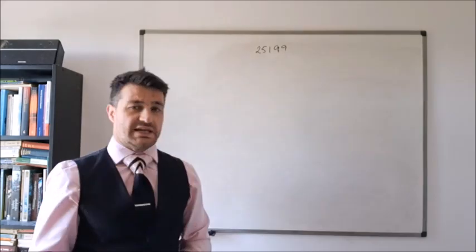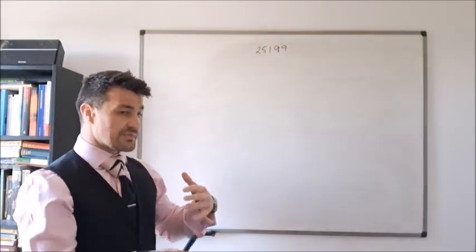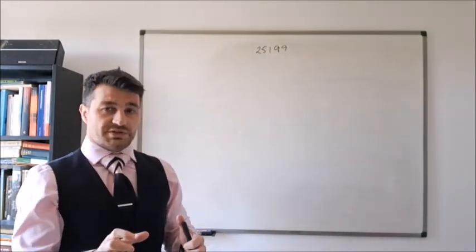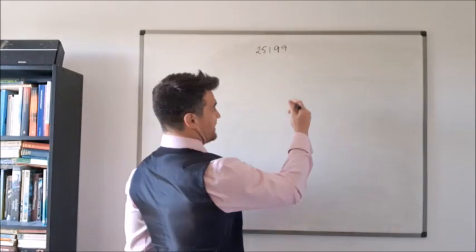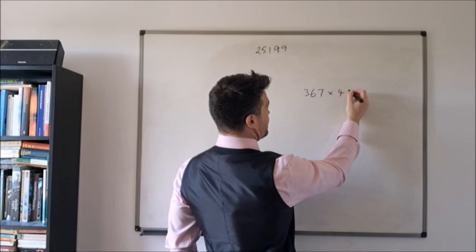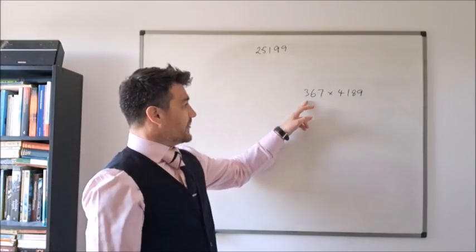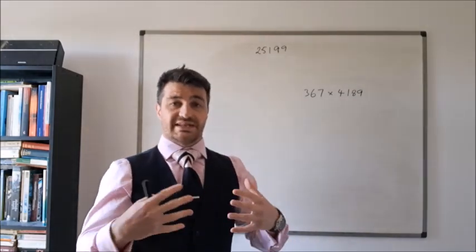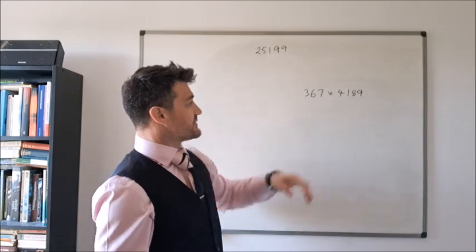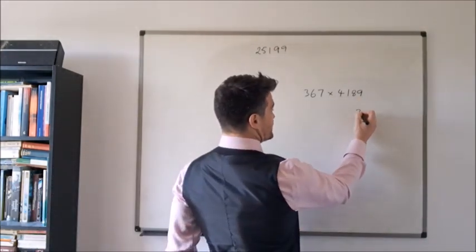Something else that I thought was useful to bear in mind is that when we multiply two numbers together, doesn't matter which numbers they are, let's say we've got 367 times 4,189, for example. Let's say I want to know what is the terminal digit of the product of these two numbers. The terminal digit of the product is going to be 3.